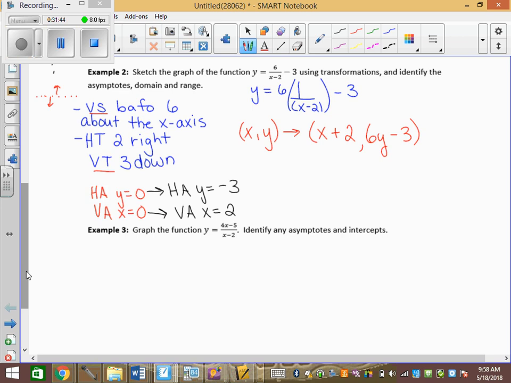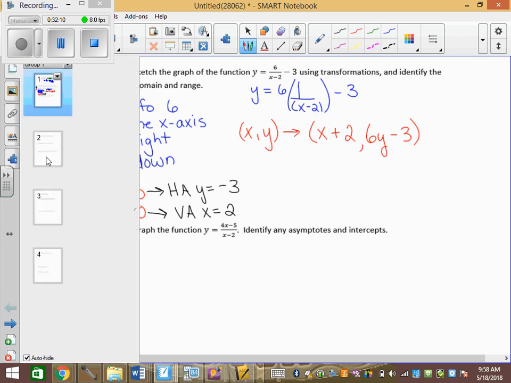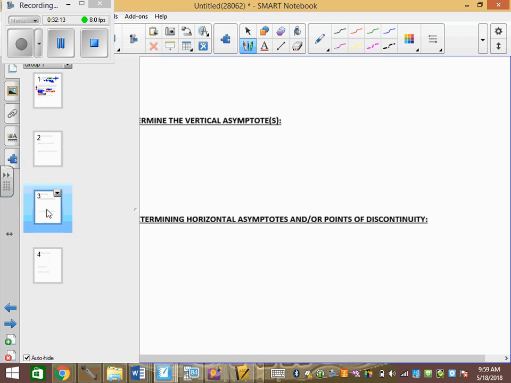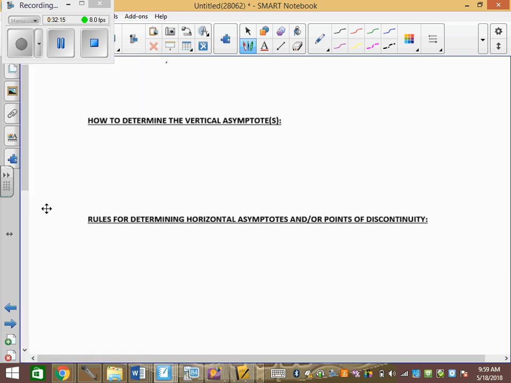What's the problem with this one? Can I make it into the form 1 over x and then stuff attached to it? No. So sometimes it's not in transformation notation. That's why I didn't ask you for the transformations. I just asked you for any asymptotes. So there are rules. Here are my rules. We're going to move ahead and we'll come back to this.